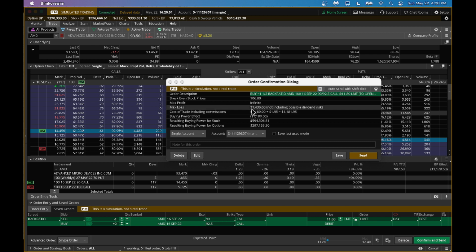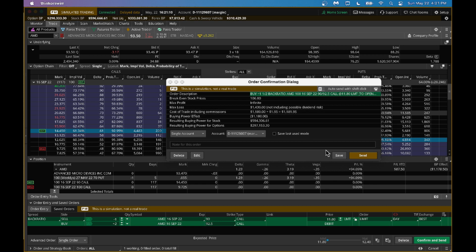And my max loss is 1,430. The cost of the trade is 1180, but my max loss is 1430. That's my max loss. So if you buy stock outright, you've got to be careful. You might lose money, but this is the maximum that you could lose here.